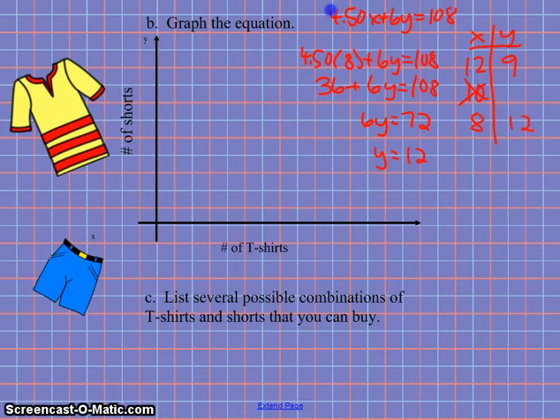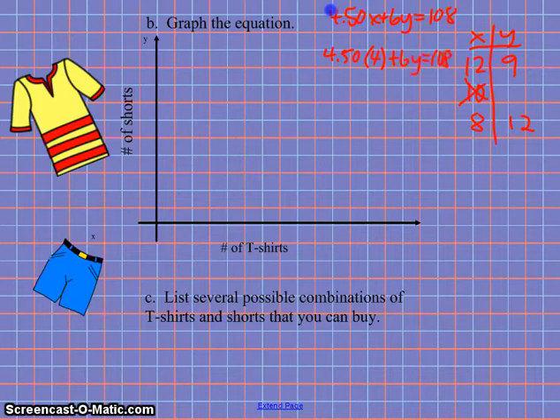I now have 2 ordered pairs that I can graph. And you can kind of just keep guessing. So if I go by 4s, it seems to go well for me. So let's do 4.50 times 4. And that's $18. And that leaves me with $90 to spend on shorts. That'll work. So 4 t-shirts would be 15 shorts. That's where I got my 15. I have 3 points I can plot, and now I can graph it.